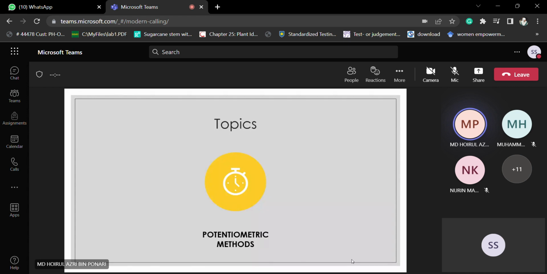I don't remember where I stopped, but I want all of you to understand and remember what redox reactions are, and also remember the components of galvanic cells, and then you must understand electrochemical potentials. These are the topics you need to understand in order to better understand the potentiometric methods.